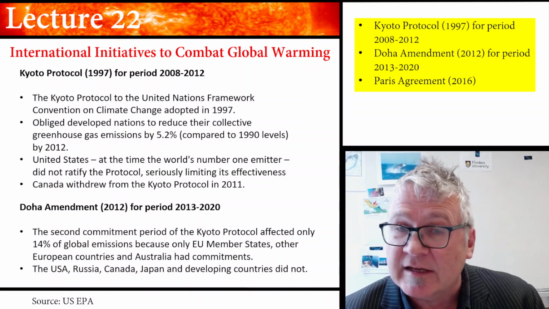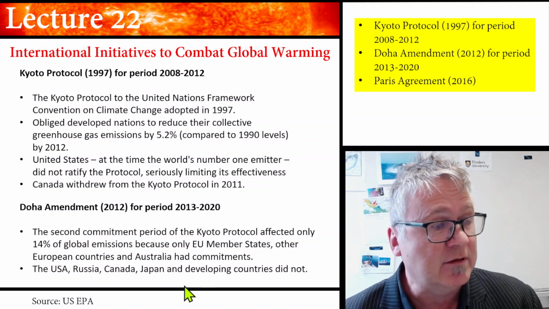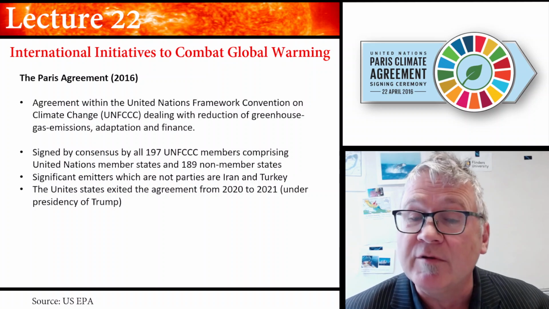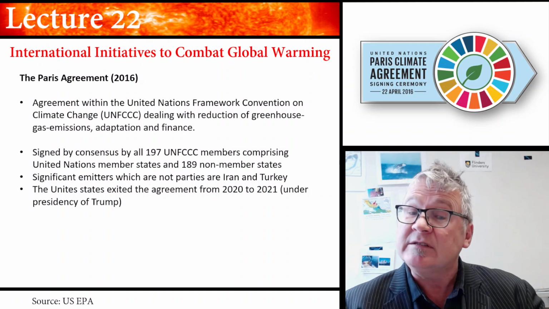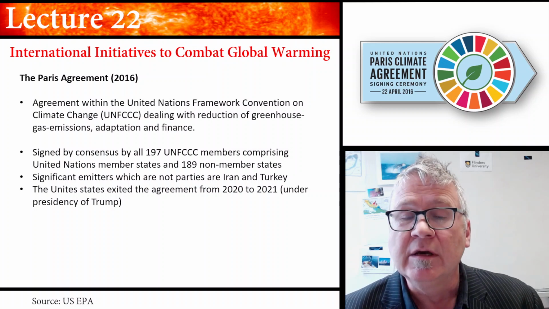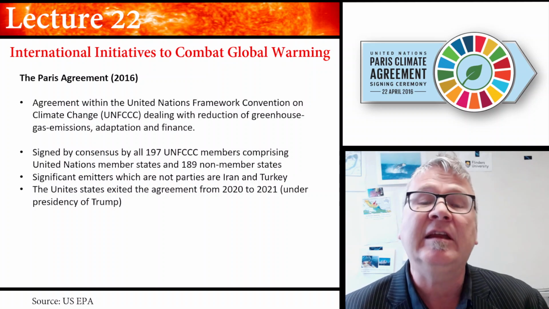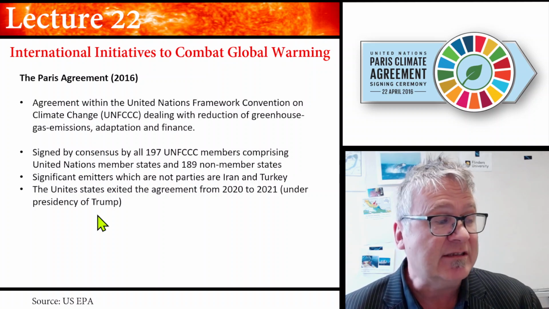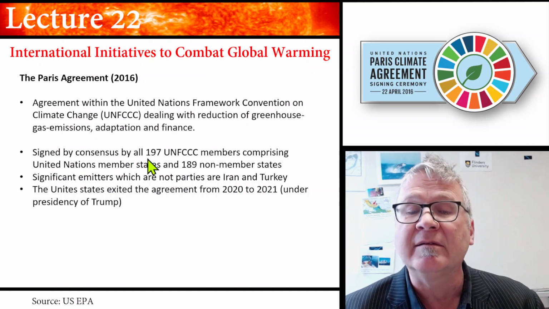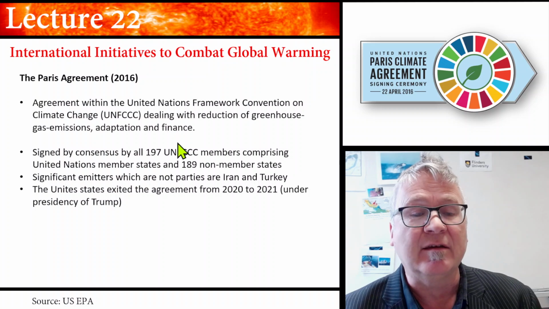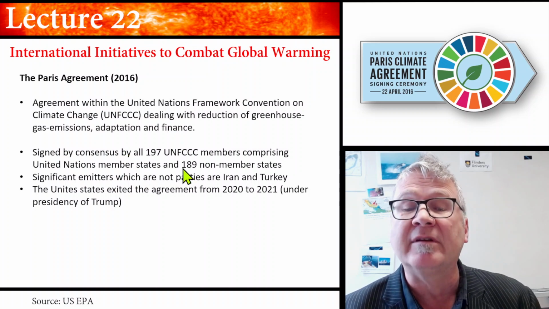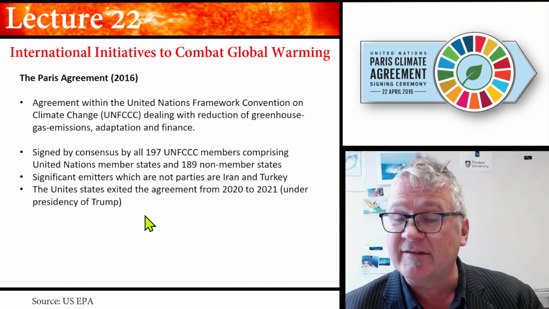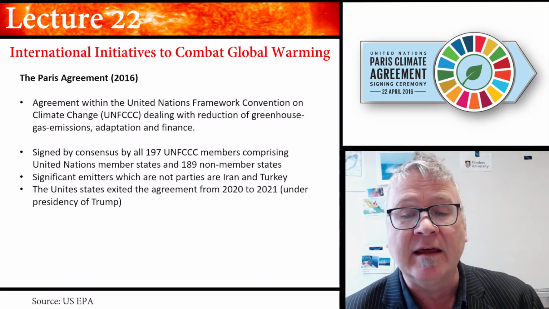So, all right, that was the starting point of international initiatives, and indeed, it has led to the famous Paris Agreement in 2016. It's an agreement within the United Nations Framework Convention on Climate Change, dealing with the reduction of greenhouse gas emissions, adaptation, and finance. Signed by consensus by all 197 members, comprising United Nations member states and 189 non-member states. Significant emitters which are not parties to this agreement are Iran and Turkey.